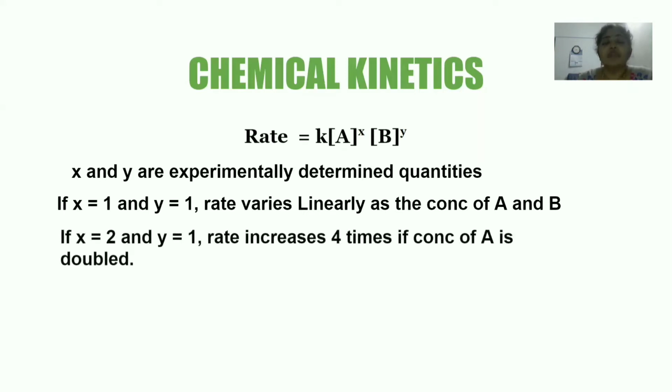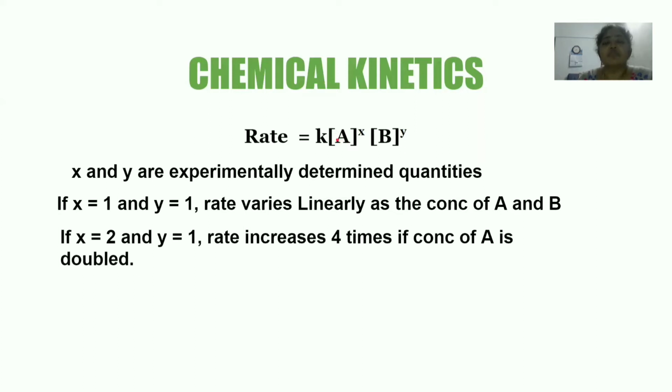Okay. Now what happens if x is 2 and y is 1? This indicates that the rate is dependent on the concentration of A raised to 2 while the concentration of B is raised to 1. That means if I change the concentration of A and make it double the original concentration, let us say initially I took 2 moles of A and now I'm taking 4 moles of A. So what happens here? The concentration of A has doubled. So instead of A, I can write it as 2A, double A.